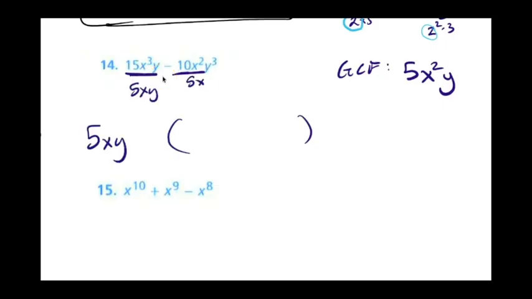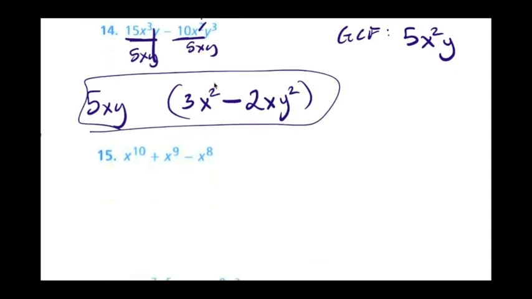Divide by 5xy. 15 divided by 5 is 3. There were 3 x's, we took 1 away. There's only 2 now. All the y's went away. Bring down the sign. The negative comes down. 10 divided by 5 is 2. Negative 2. I had 2x, I'm taking 1 away, so there's only 1 left over. I had 3 y's, I took 1 away. There should be 2 left over. And there we go. Let's look at the next one.